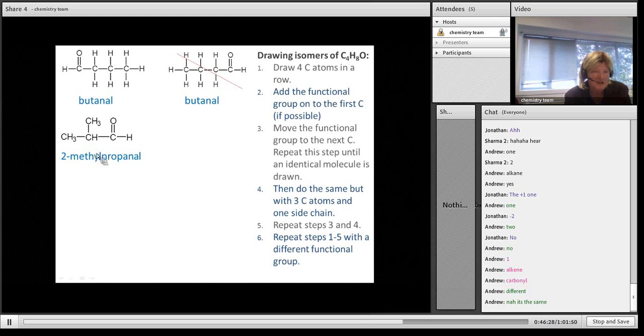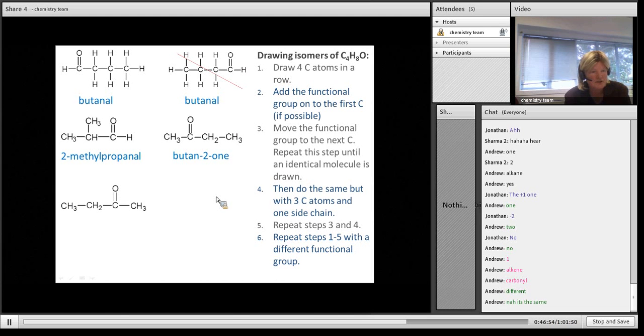So that's as many isomers as I can draw for an aldehyde, 2 of them. But I can do another functional group, and that's a ketone. Remember, a ketone can never be on the end, it's got to be in by at least 1. So that's butan-2-one. And if I moved it to the next carbon, would I get the same molecule again?